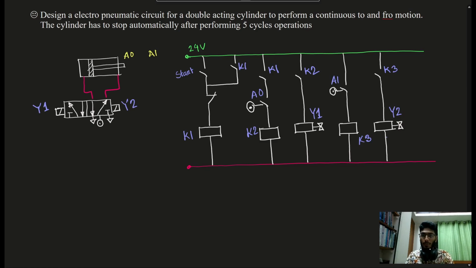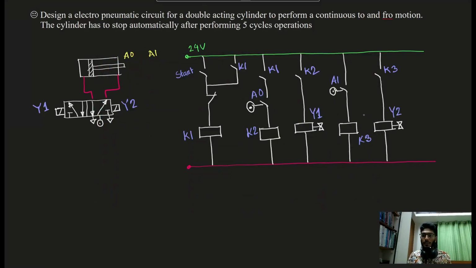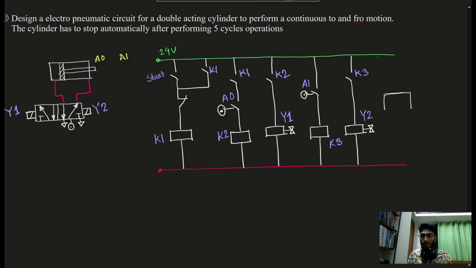Now for the counter part. I already discussed counter in this video. You should watch that. Let me draw the counter now. So in this counter, we have the relay coil A1, A2 and the reset coil R1 and R2. We have to connect it in this manner.